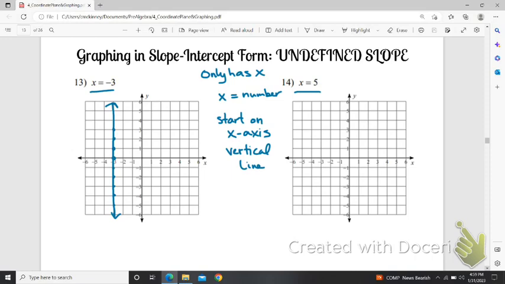Sometimes something like this can trick people. That is not the same thing. That has a y. It does not have only x. So this is not a vertical line. It's a line where b is 0, actually.